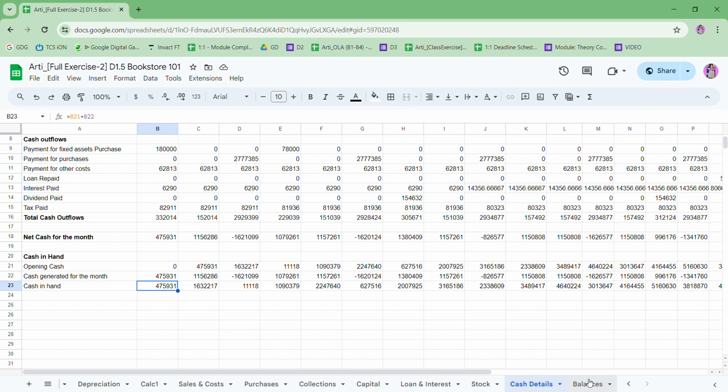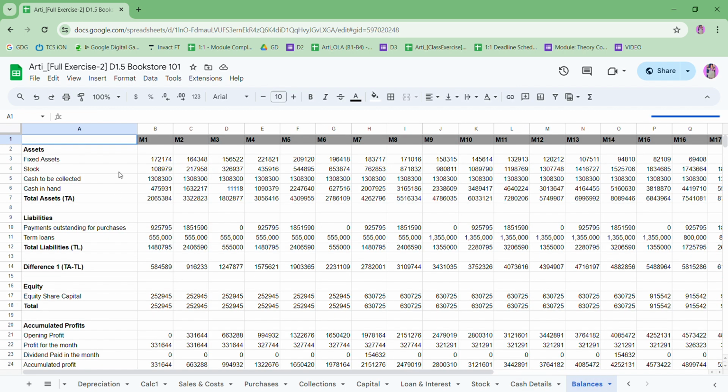Next, we have used that closing cash in hand here as cash in hand under the asset head. Now we can see fixed asset has been calculated by deducting the closing balance of depreciation from the closing balance of fixed asset. So we are here with the fixed asset. Stock has been given the reference with stock. Cash to be collected we have calculated in collections, so we have referenced it. Now we got the total asset.